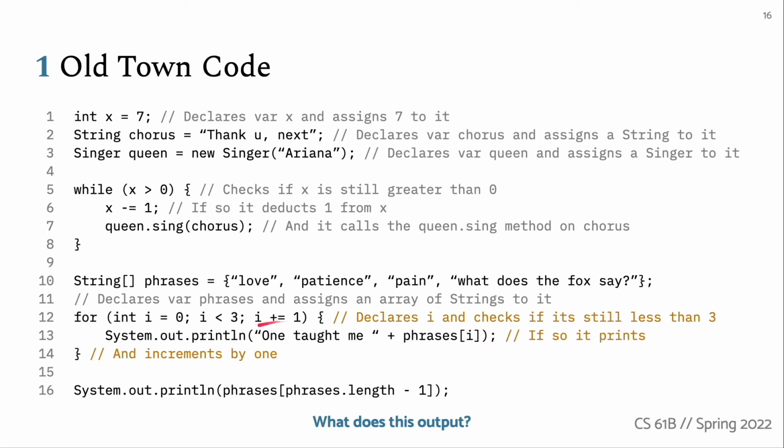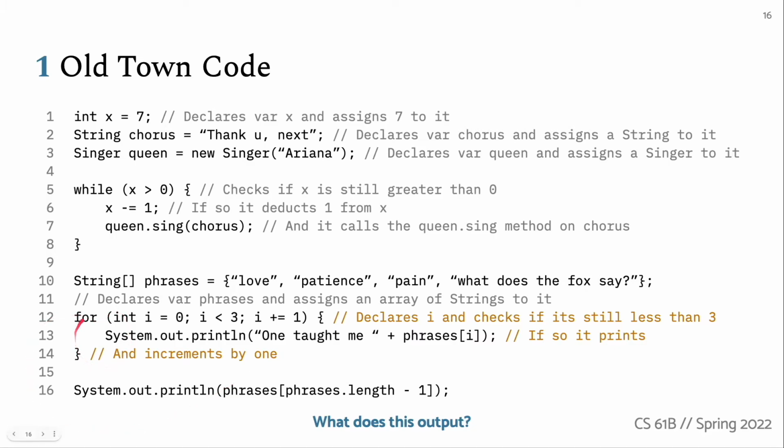And this is done after the body is executed. So what's going to happen is the very first time you enter, you're going to say i is equal to 0, and 0 is less than 3. So I'm going to print out "1 taught me" and then the 0th item in phrases, which is love. And then we're going to increment i by 1, and then go back and check again.